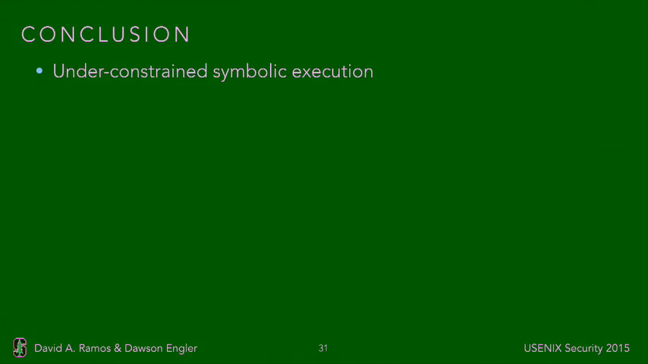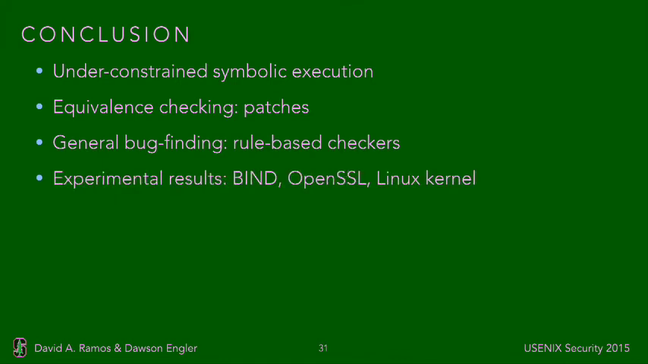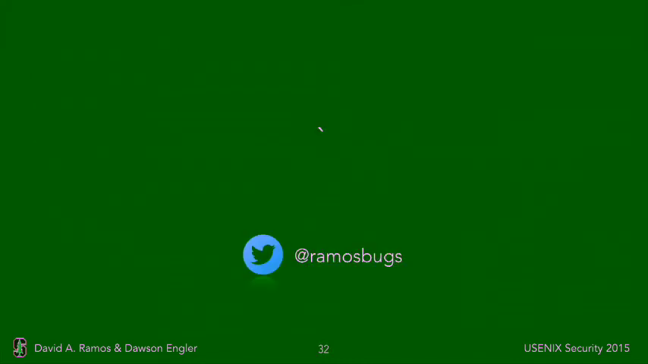So I've briefly discussed under-constrained symbolic execution, as well as two use cases, including equivalence checking in the context of patches, and general bug finding using these rule-based checkers. And I've also summarized our experimental results on BIND, OpenSSL, and the Linux kernel. And at this point, I'd be happy to take any questions.